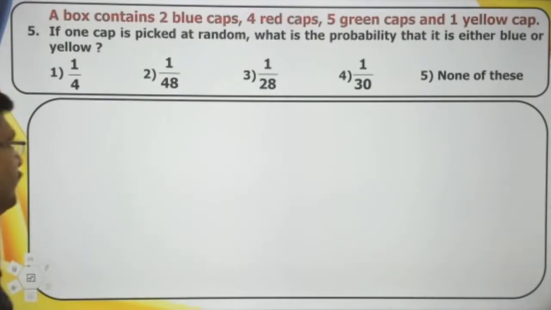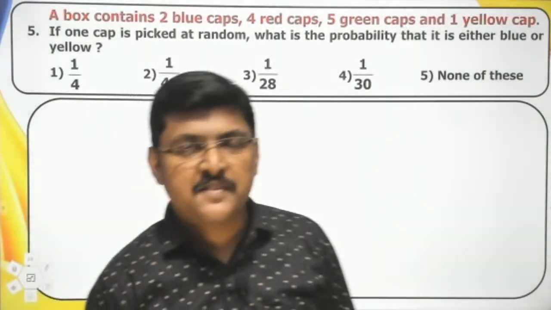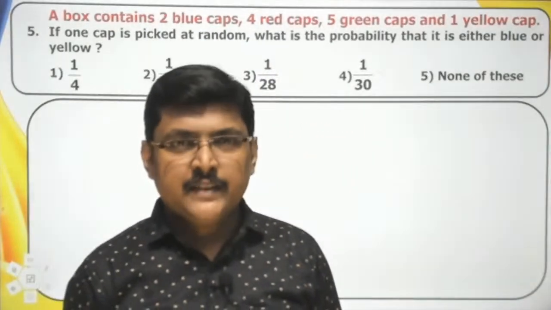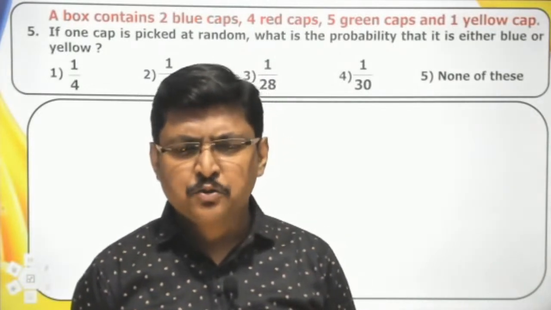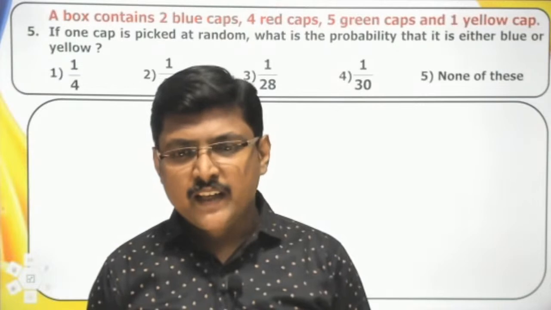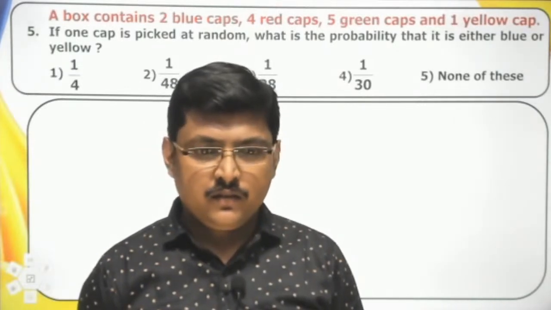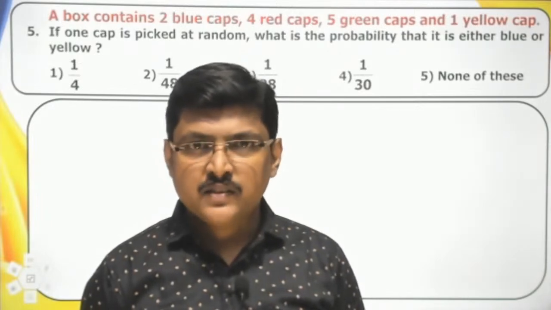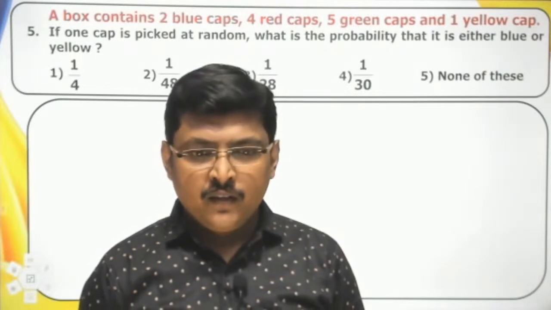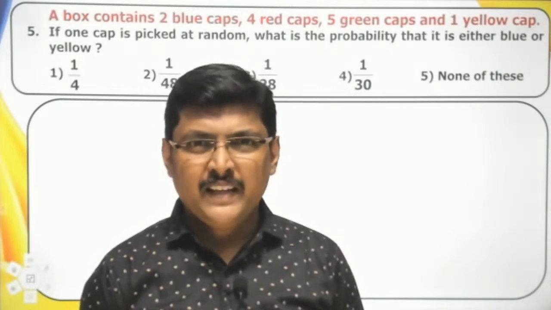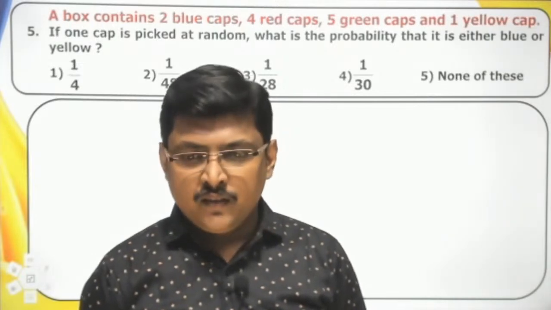Time up. Actually, it's a previous year question. A set of 3 questions based on one question: a box contains 2 blue caps, 4 red, 5 green and 1 yellow. Based on that data, they asked 3 questions. Yes, option number 1, very good, the answer is correct. I hope many of you know the basics of probability, that is why you are attending this question. I am happy to see that.